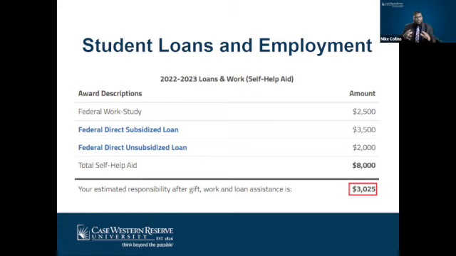And so at the bottom of that section, you'll see the first part showed what the estimated responsibility was going to be after all of the gift aid. Then taking out all of the self-help, it gives you an idea of what you'll need to cover after everything else has gone through.